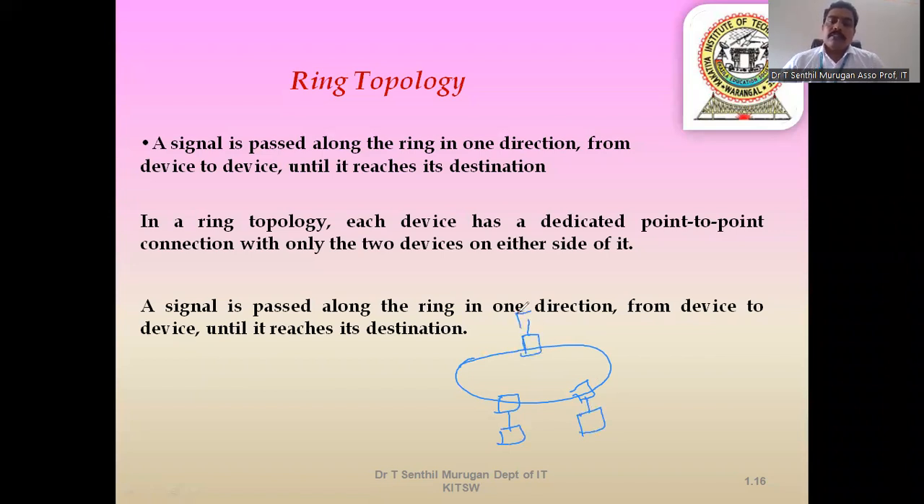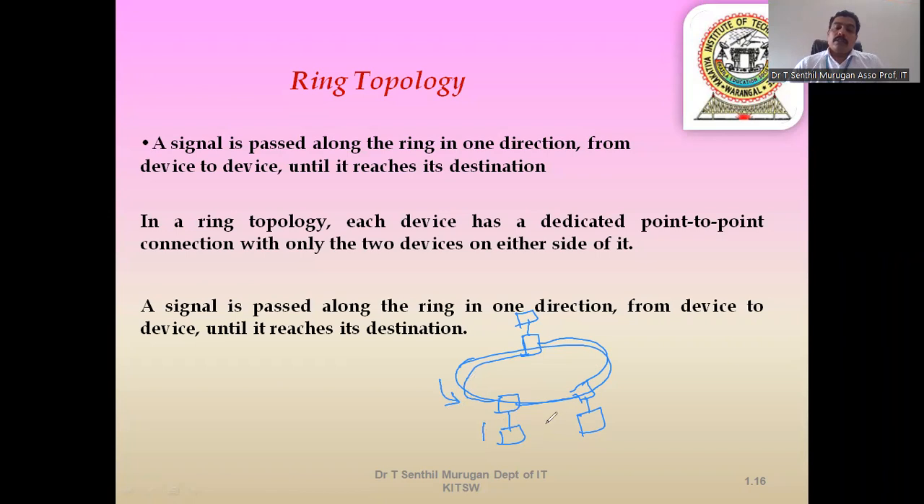So what will happen in the ring topology? Systems are using dedicated links. Dedicated link means this is a dedicated link for these two devices, this is a dedicated link for these two devices, and this is a dedicated link for these two devices. Okay. The only drawback is that the data is forwarded in only one direction. It is not in the reverse direction.